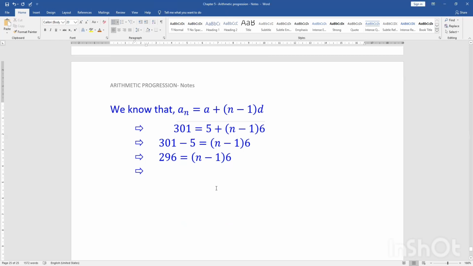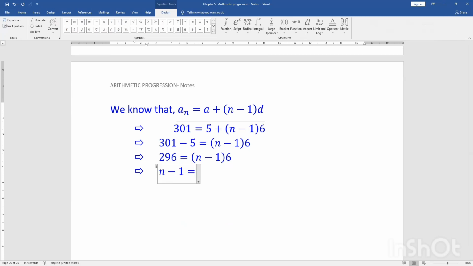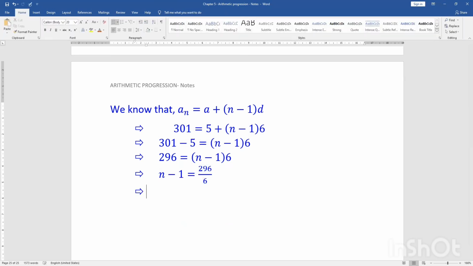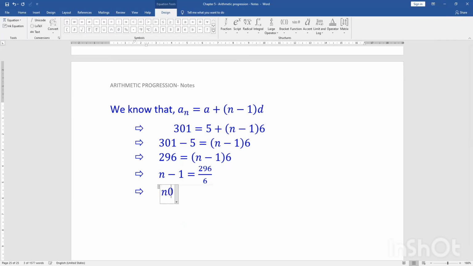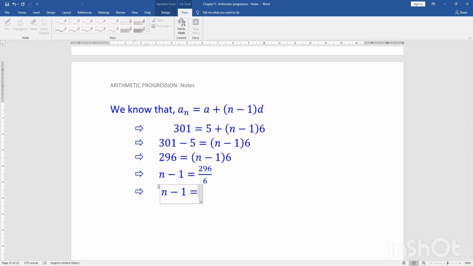Then we get N minus 1 equals 296 by 6. So N minus 1 equals 296 by 6, how much will it be? Upon division, how much do you get? Now this will become a fraction actually. Why? Here we'll do the cancellation. Let us see what will happen.